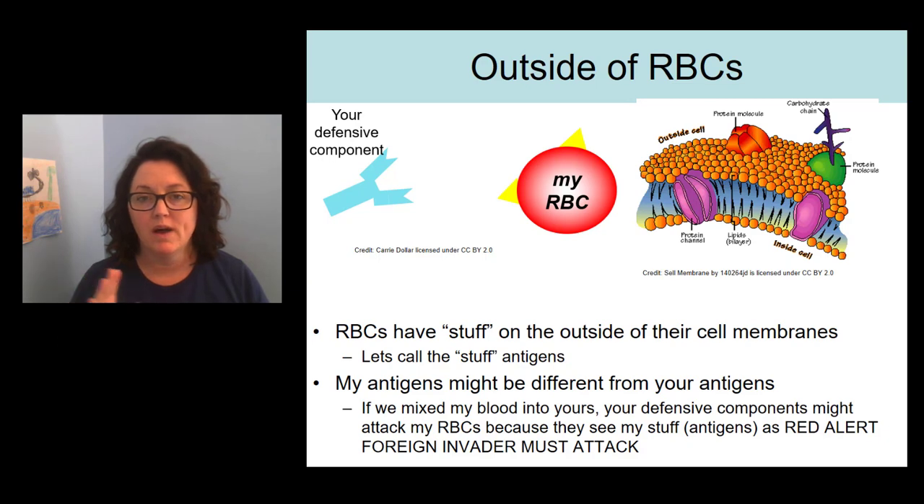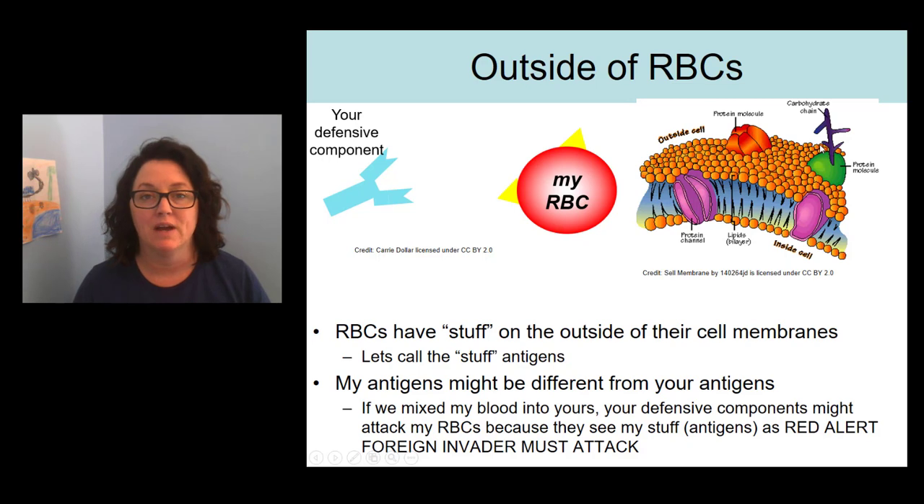So on the outside of our red blood cells, there is stuff, right? So this is supposed to be a cell membrane here, like a red blood cell membrane, okay? Mostly made of phospholipids, but there's proteins embedded in the membrane. This is the outside of the red blood cell. This is inside the red blood cell. And you can see on the outside of the red blood cell, there's proteins and carbohydrates and protein-carbohydrate combinations.